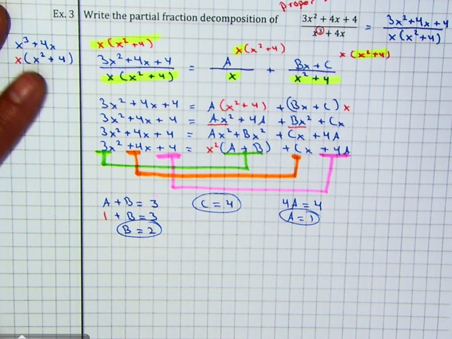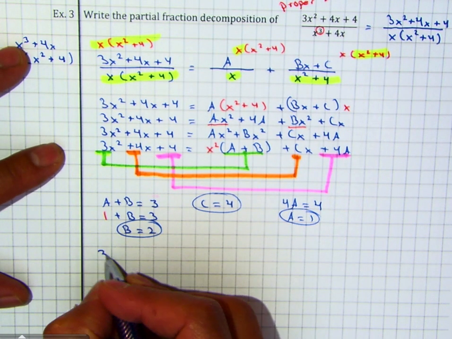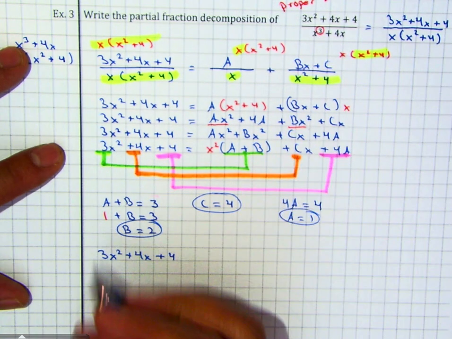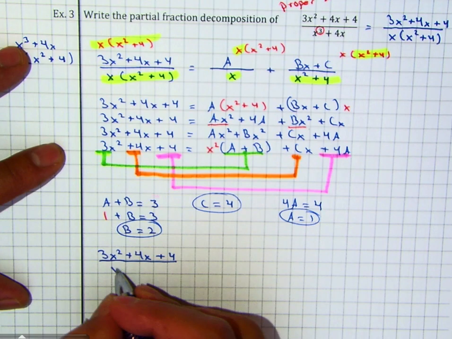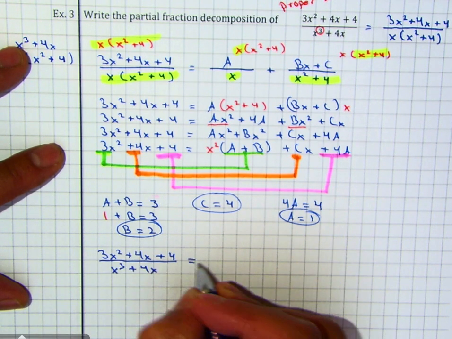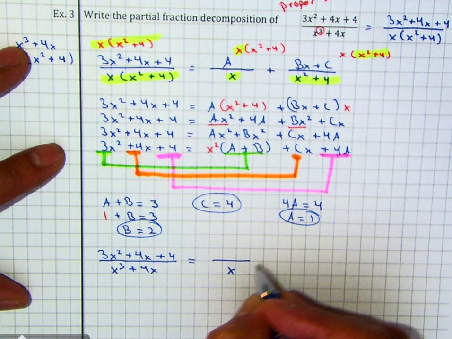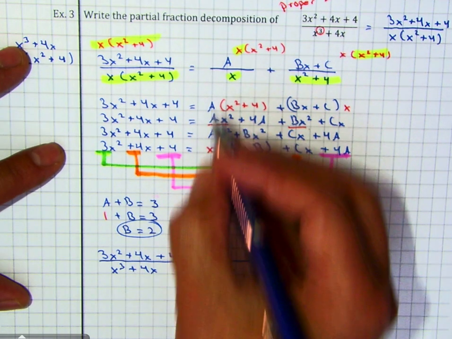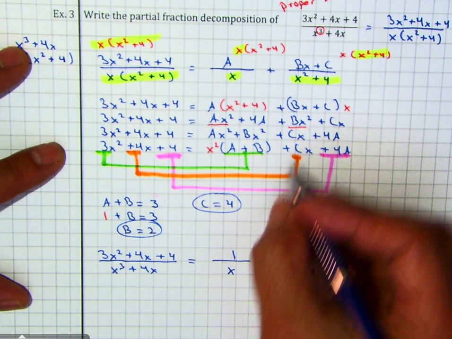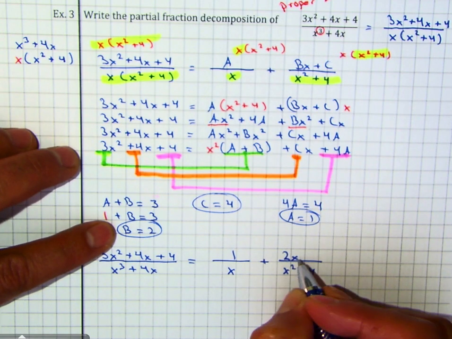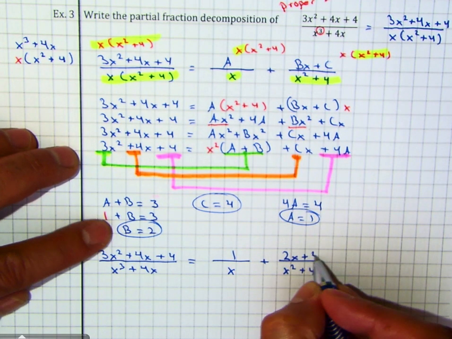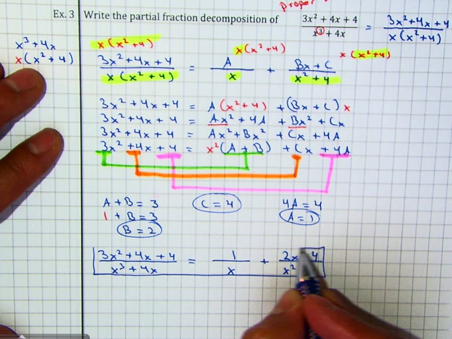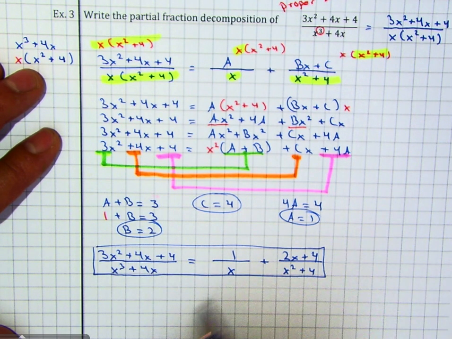And now we can write down our expression. We have 3x squared plus 4x plus 4 over x to the third plus 4x. We have the first one under x, the second one will be x squared plus 4. My a value is 1, my b is 2, so it'll be 2x, and my c is plus 4. So therefore, we broke down our rational expression into the sum of 2 or more, in this case just 2.